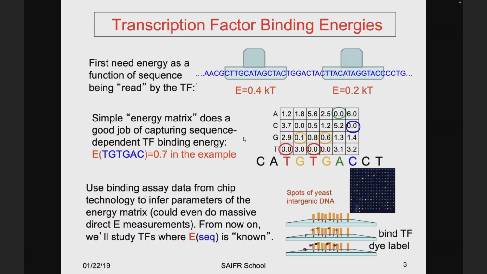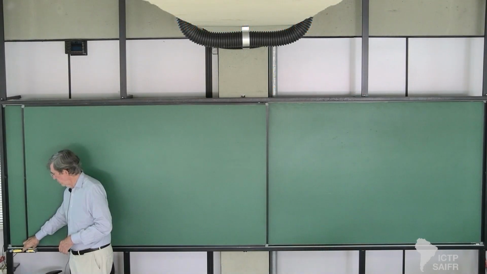People do experiments in which they take a particular transcription factor and then they provide it with a library of strands of DNA. I'm just going to put something on the blackboard.